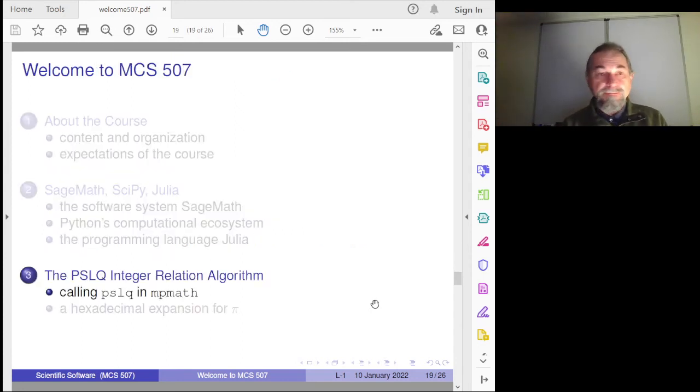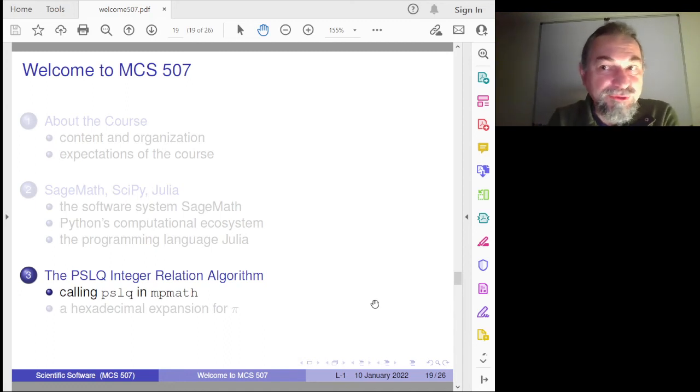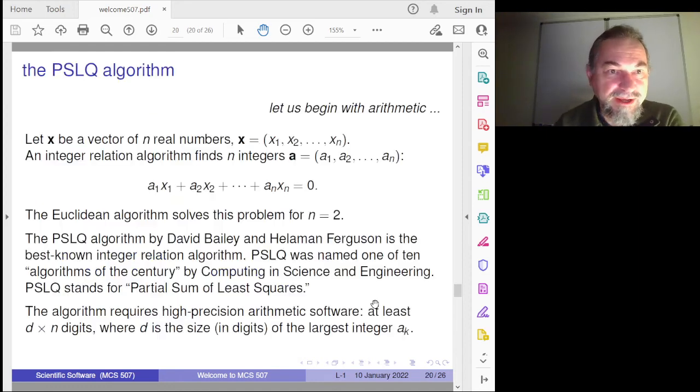All right. There is then one appendix. Let's do some calculation now. I've picked one of the algorithms, the PSLQ integer relation algorithm, kind of as an illustration of what is available, and how you can use software also to learn more about mathematics.